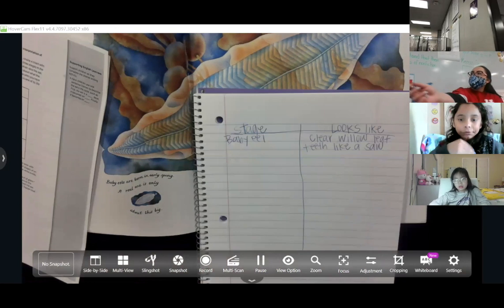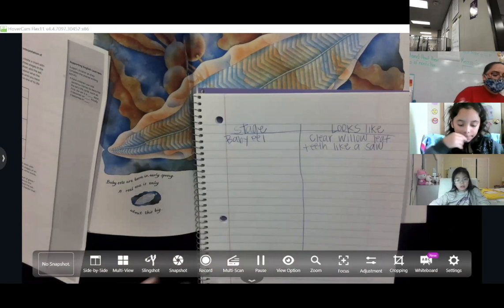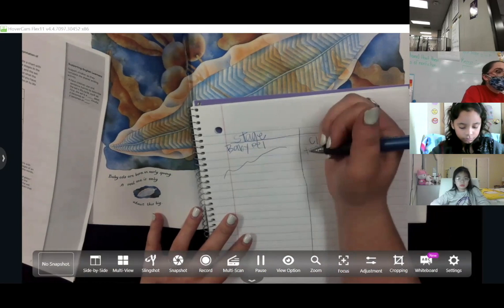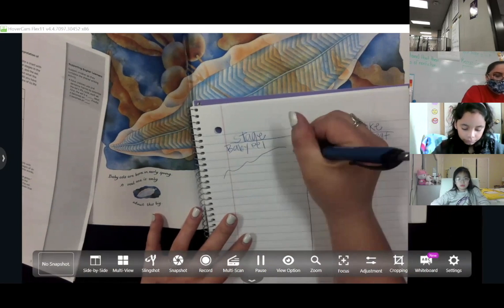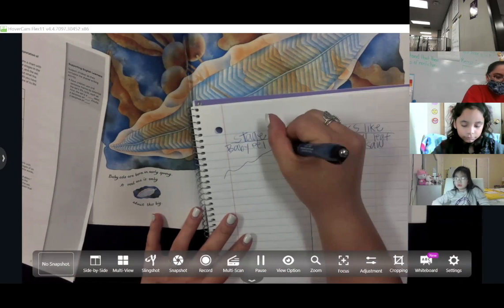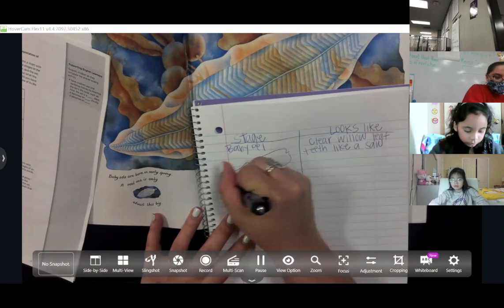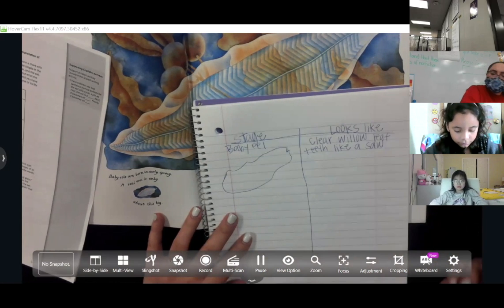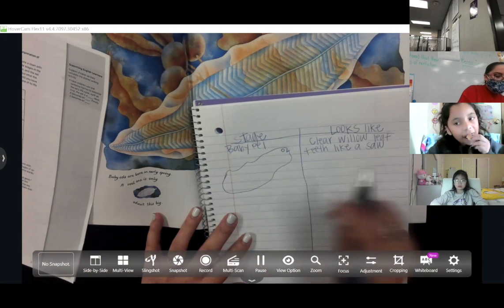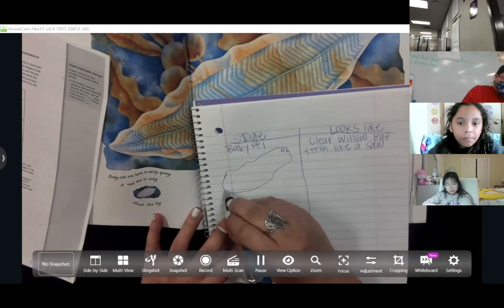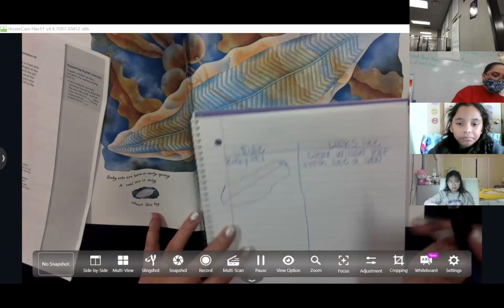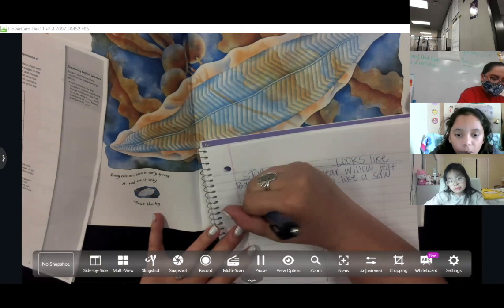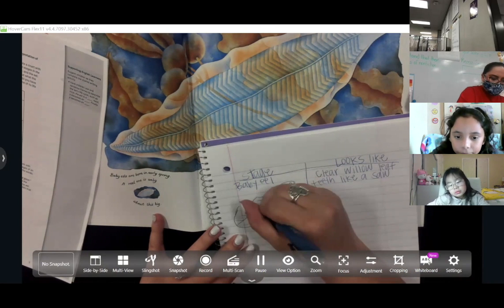And then, just so I remember exactly what this looks like, I'm going to draw my picture. All right. So it has these really sharp teeth right here. That's going to be its mouth. I'm going to draw this baby eel. And it's got this line going through the middle of it. We see that right there. It's got all these lines going off of it too.